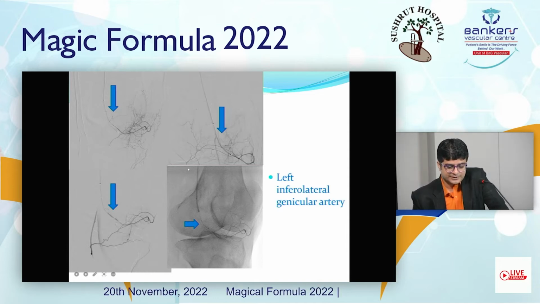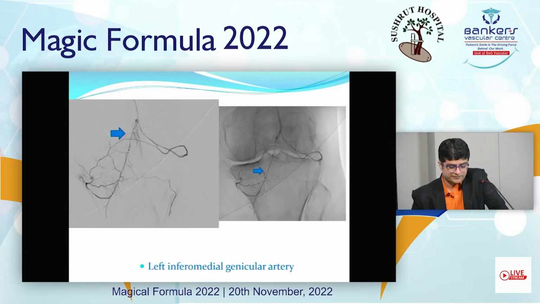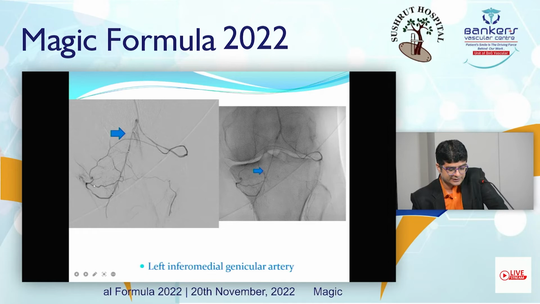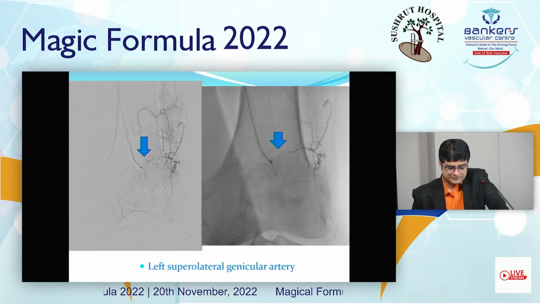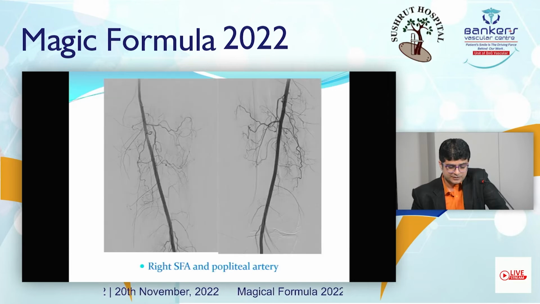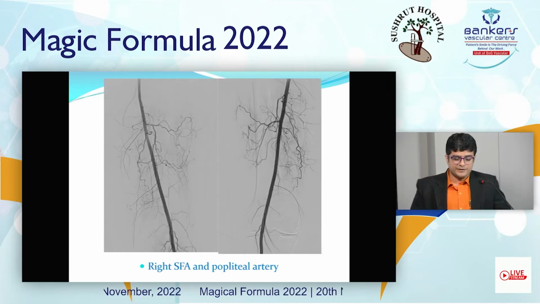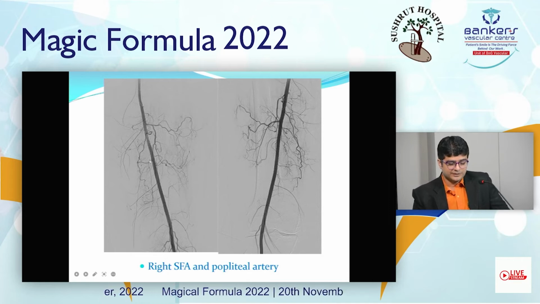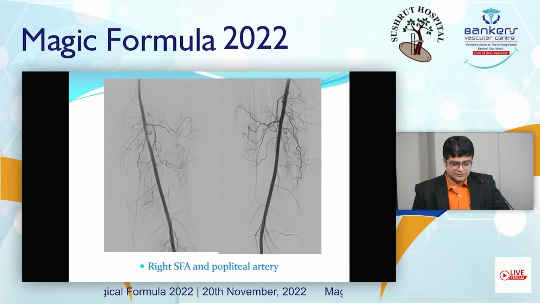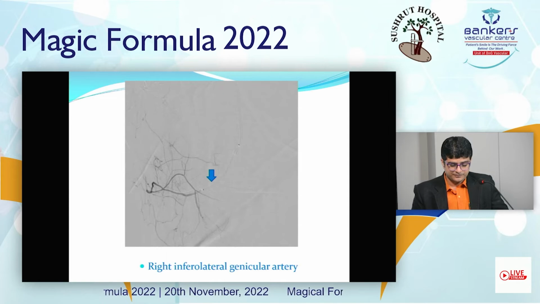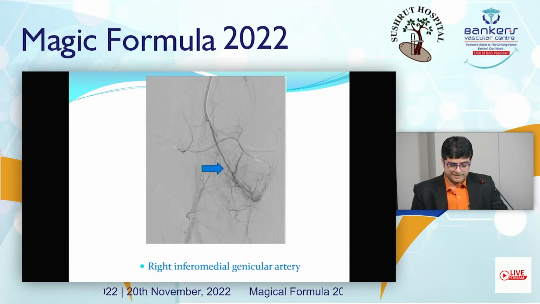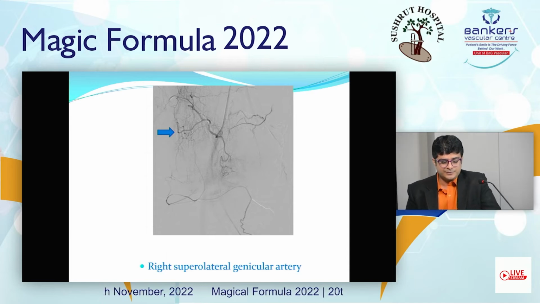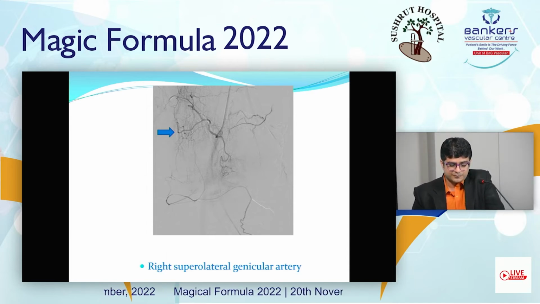This is the inferolateral genicular artery. As I mentioned earlier, we go in each and every artery super selectively and embolize the blush. This is again blush in the inferomedial genicular artery. This is supralateral. This is the angiographic image of the artery of the lower thigh, that is the distal superficial femoral artery and the popliteal artery. So this is how the angiographic images look. These are all various images of the genicular arteries before and after the embolization.